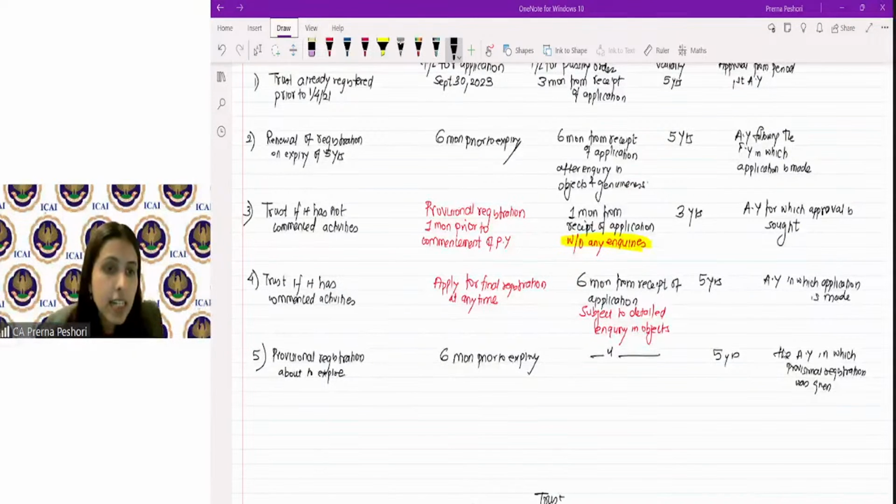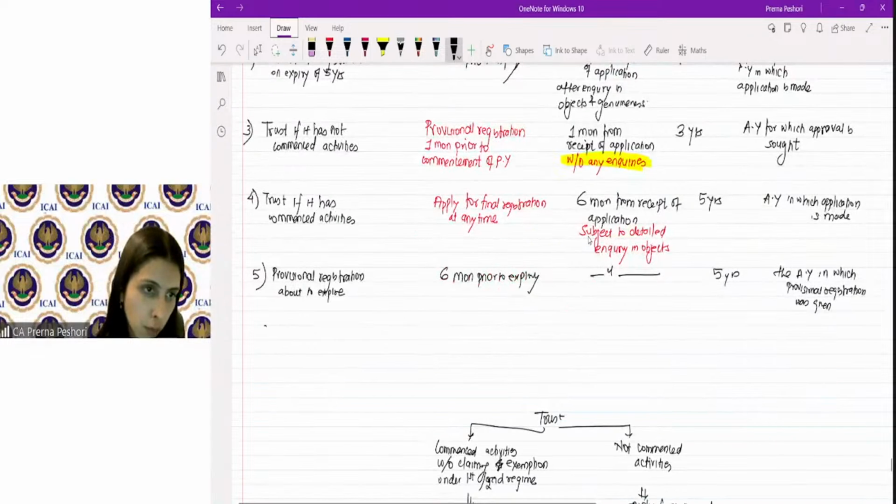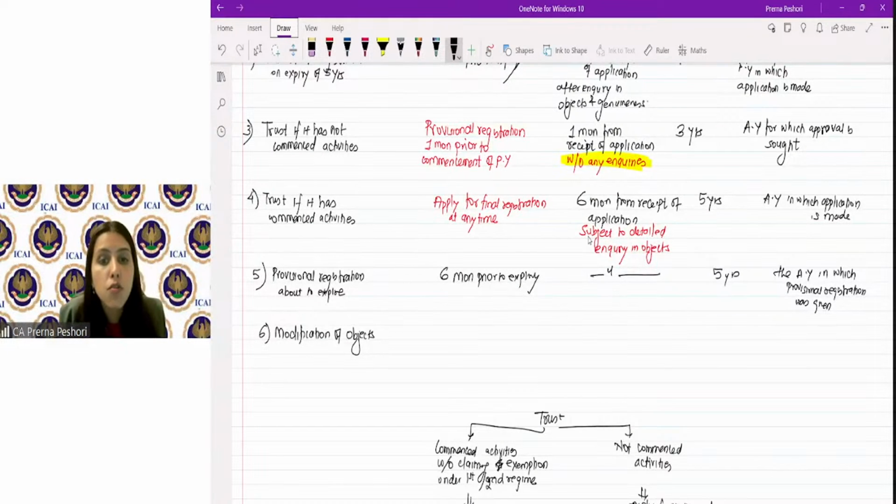And in case there is modification of the objects. If there is modification of the objects of the trust, then you need to apply within 30 days from the modification when you have done it, and it will be given from the AY in which application is made.